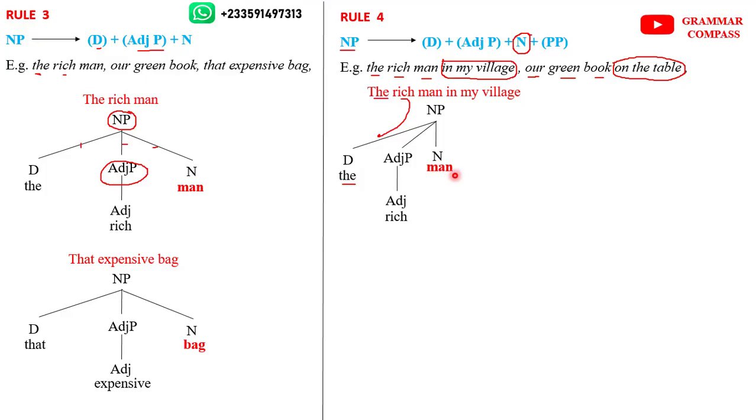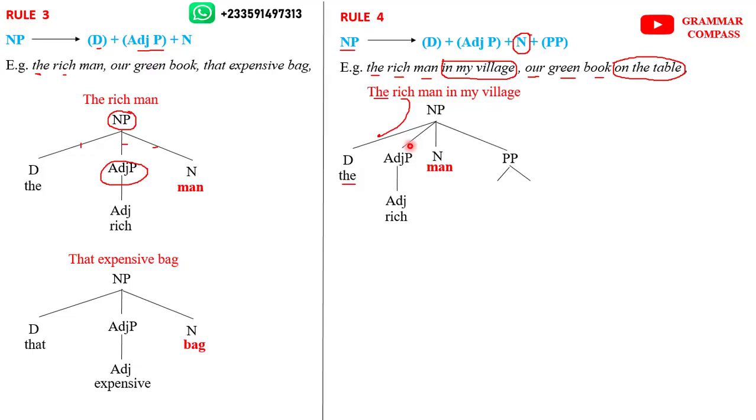We are left with representing the prepositional phrase. We haven't done the rule for drawing trees for the prepositional phrase, but let me give you a tip before we even get there. Whenever you have a prepositional phrase embedded in a noun phrase, the prepositional phrase is always going to consist of 2 parts. That is the preposition and then a noun phrase.